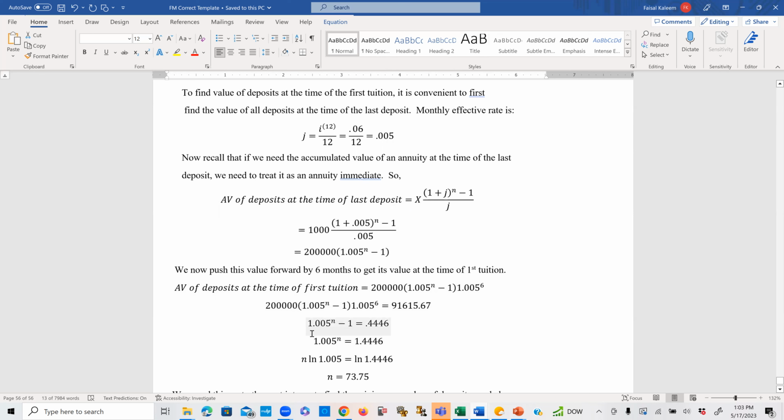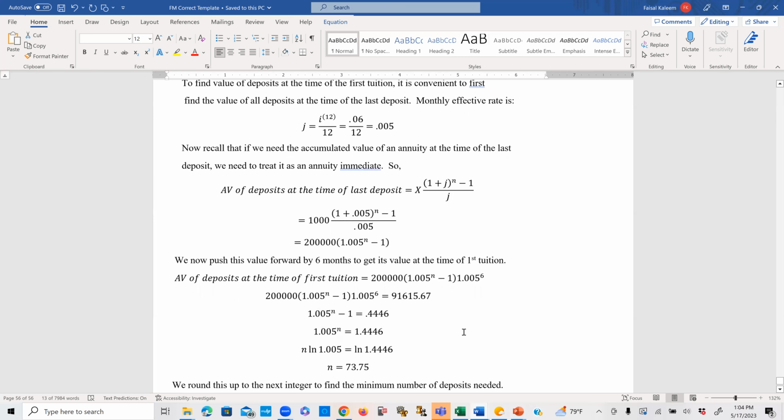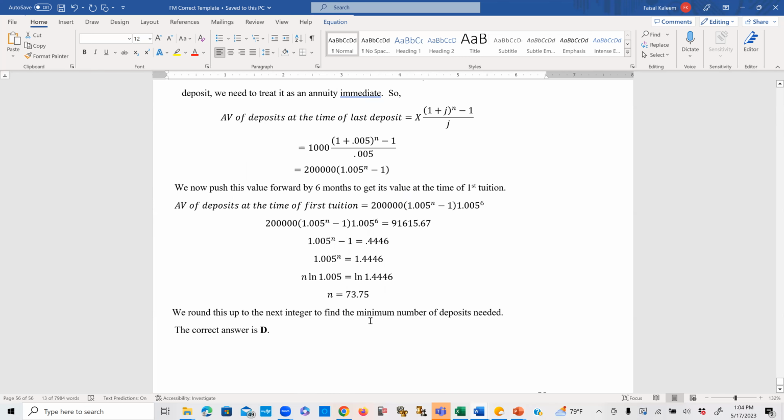Dividing by 200,000 and dividing by 1.005 to the power 6, we get 1.005 to the power n minus 1 on the left and 0.4446 on the right. Then you add 1 on both sides and take the natural log, and you get n equals 73.75. What that means is that you need 73.75 payments in the deposits to be able to pay the 4 tuition payments, but the payments have to be an integer. So 73 payments of deposits are not going to be enough. The calculations are telling you that you have to pay 73 payments and something, and therefore the minimum number of payments you have to make is 74.